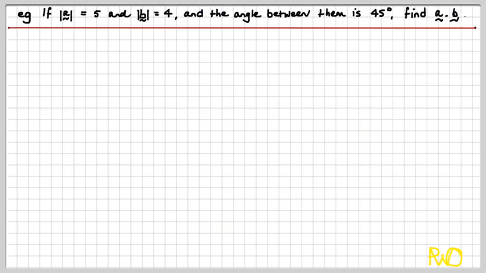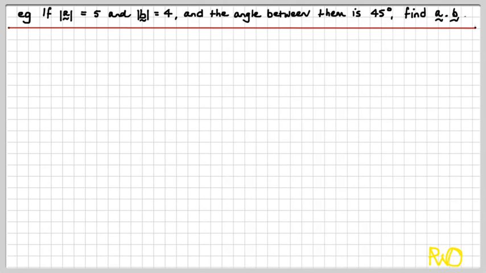It's really important. Okay, so here's an example. If the magnitude of vector A, did you know that symbol means the magnitude, is 5, and the magnitude of vector B is 4, and the angle between them is 45 degrees, find A dot B.